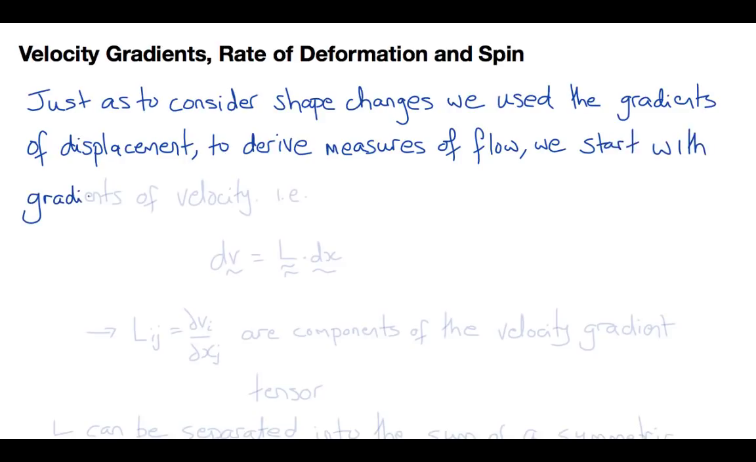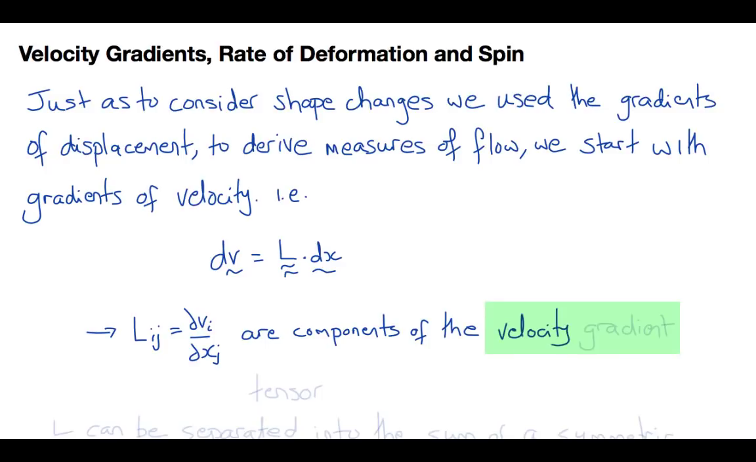So in the same way that shape change requires gradients of displacement so that lengths will change, flows require gradients of velocity. So now we can consider an element of a velocity vector dv related to an element of position vector dx through a tensor L, and the components of that tensor from the chain rule of calculus would be ∂vi/∂xj. And this tensor L is called the velocity gradient tensor. Like the deformation gradient tensor, there's no requirement or expectation that it be symmetric. In general, it's not symmetric.